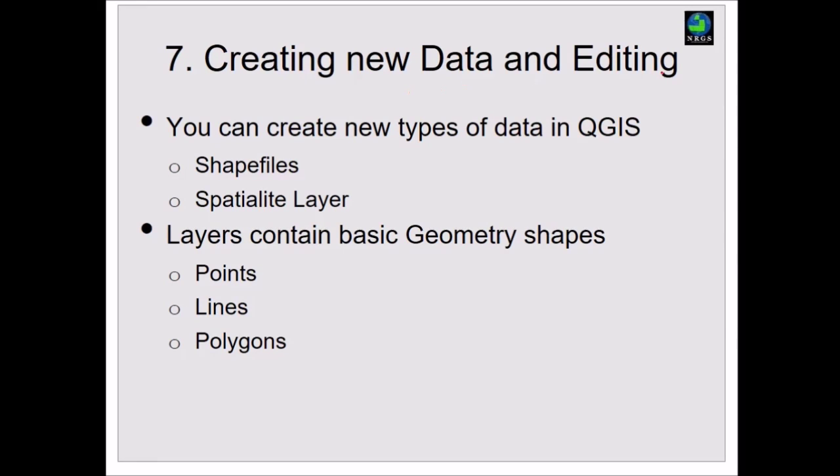Now, creating new data and editing: you can create new types of data in Quantum GIS like shapefiles and Spatialite layers, and layers contain basic geometry shapes like point, line, polygon. This is of course the vector one.